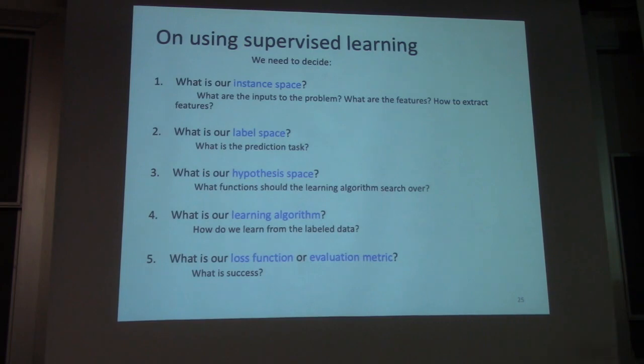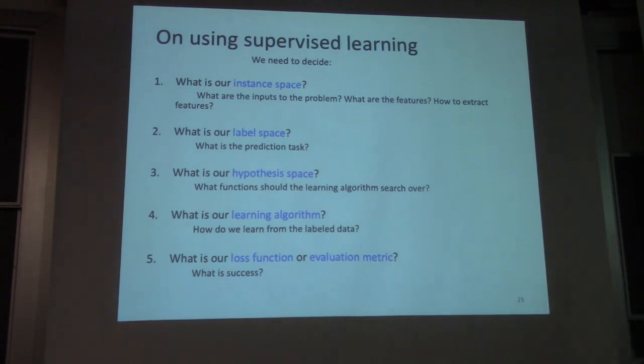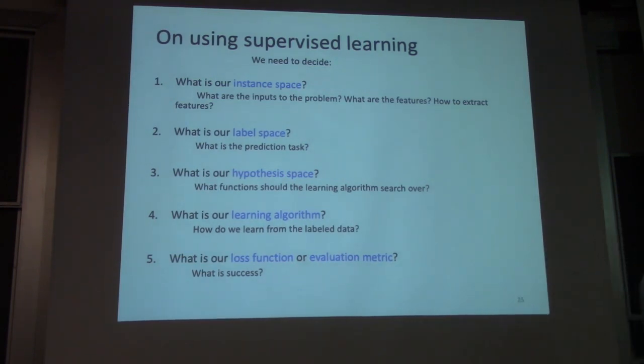And then what is your learning algorithm? This is pretty intuitive, right? You conduct supervised learning. You should choose what particular algorithm you want, like decision trees, support vector machines, Gaussian processes, neural nets, logistic regression, and so on.